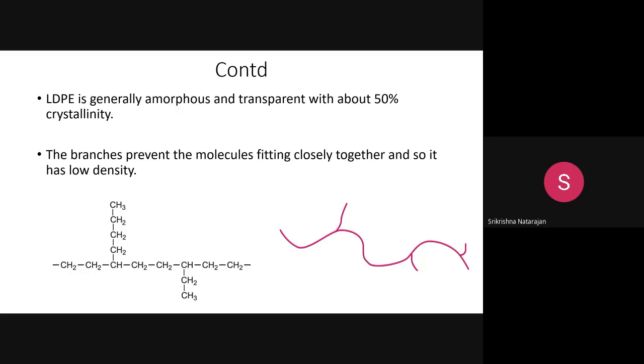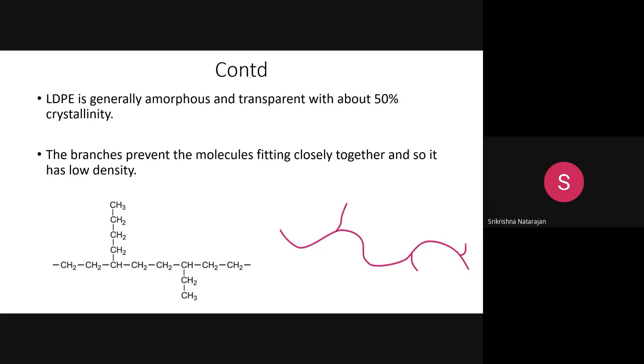If you see the structure, this is the ethylene, and it is not linear. When it goes like this, here again one branch, and again it goes linear, and again another branch. Like that, it will be repeating. Because of these branches, the polymer molecules are not close to each other. These branches prevent the molecules from fitting closely together, so it has a low density. Generally it is an amorphous polymer and transparent. Transparent in the sense that if you take the polymer, the other side is easily visible, with less crystallinity, only about 50% crystalline.